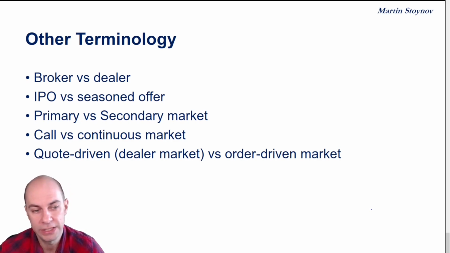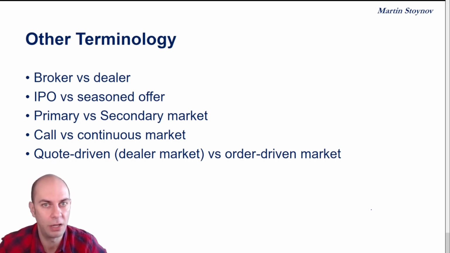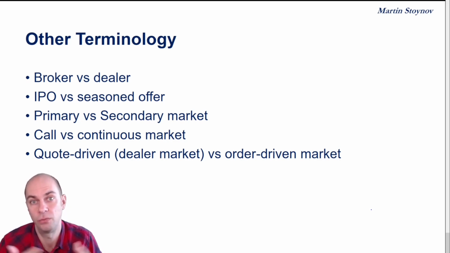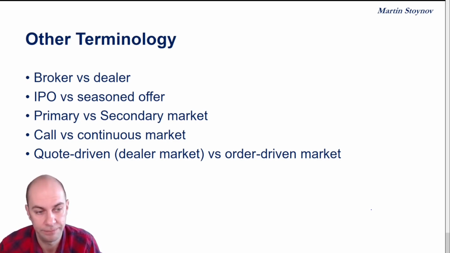Call versus continuous markets. Well, a call market meets once a day when the market gets called, and that's when all the trades are happening at that specific point in the day, whereas a continuous market, as the name suggests, will trade continuously throughout the day.